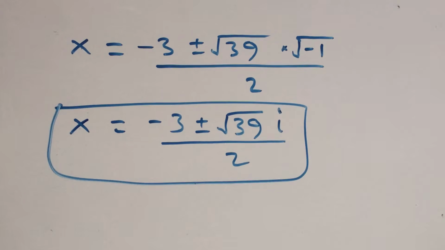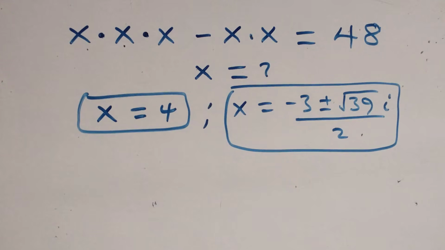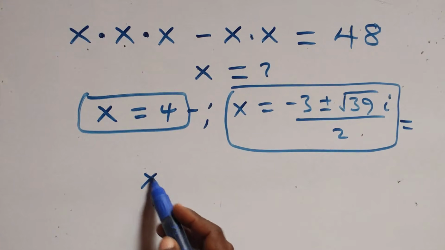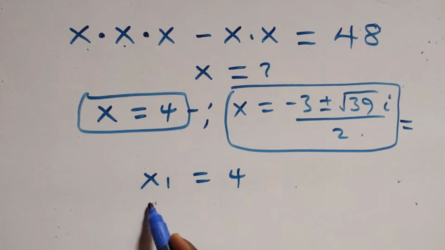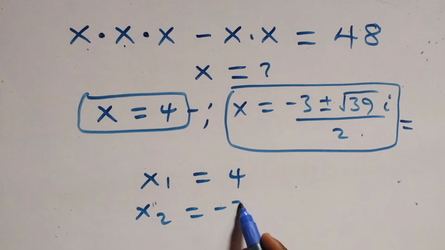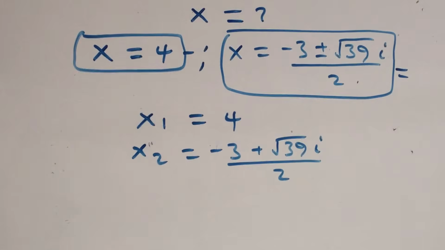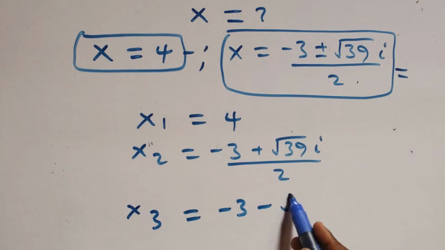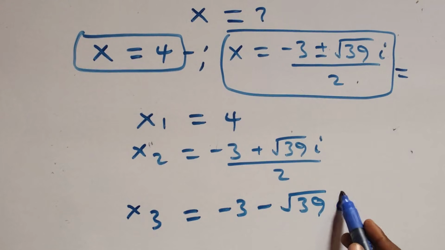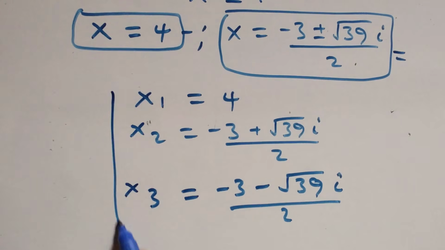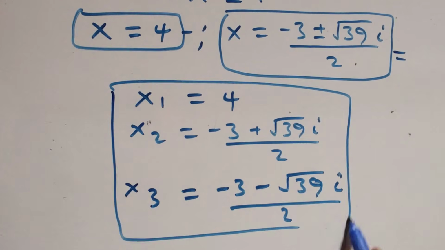And therefore, altogether we have three solutions here. One real solution, two complex solutions. When we write it out, x1 equals to 4. x2 equals to minus 3 plus root 39i all over 2. And we have x3 equals to minus 3 minus root 39i all over 2. That is, we have three solutions here. One real and two complex solutions.